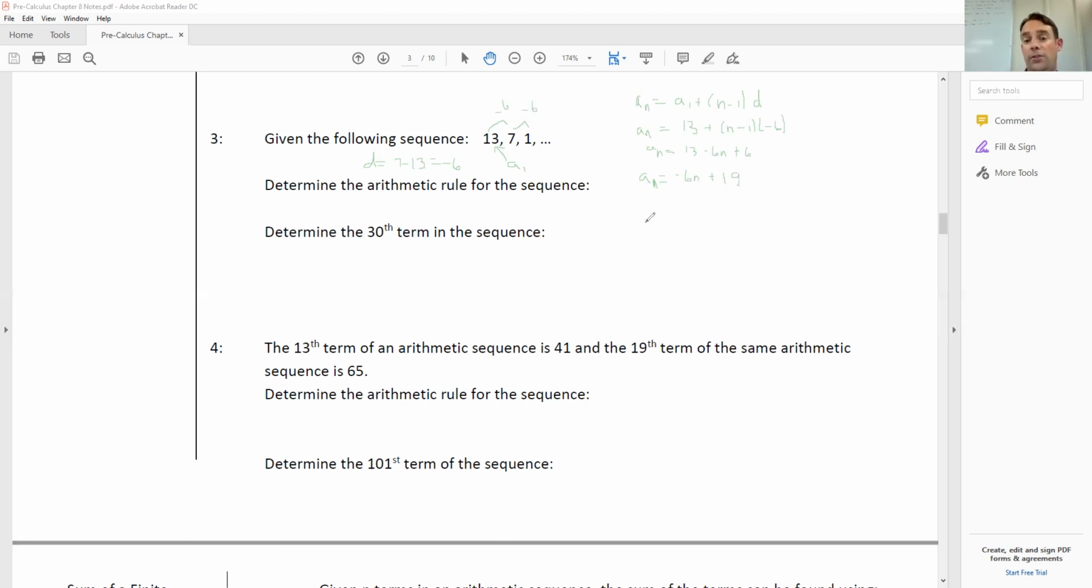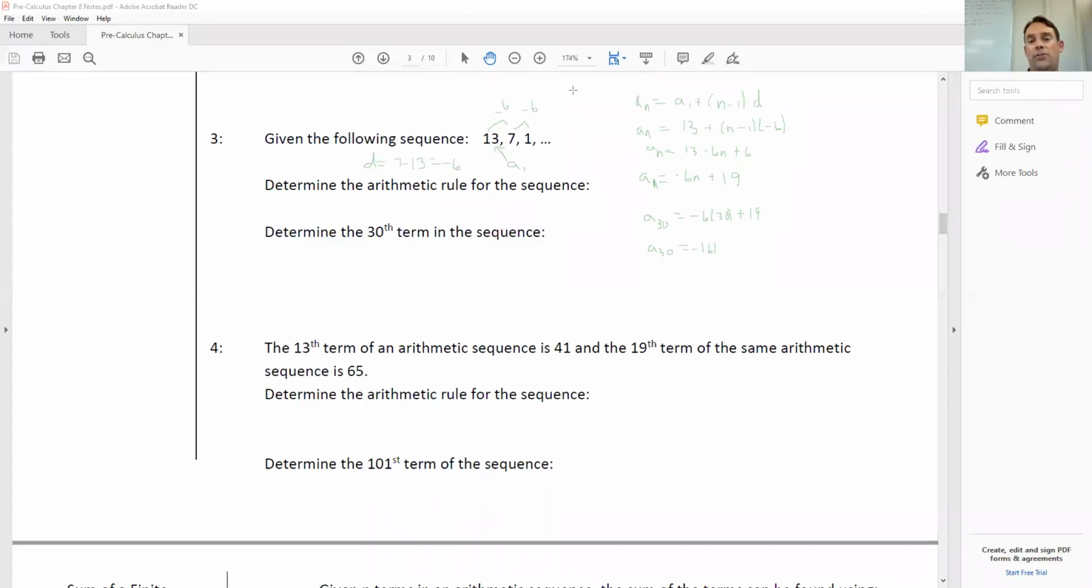And now the 30th term. Once we have that, it's not too bad. So a sub 30 is -6 times 30 plus 19. So -180 plus 19, that would be -161. So we're just kind of cruising through this pretty well here.